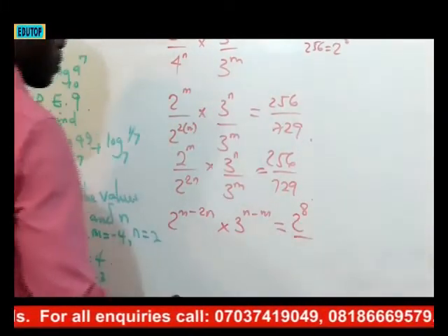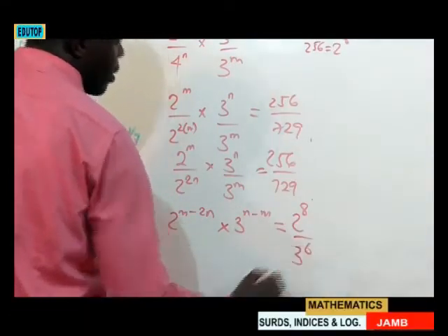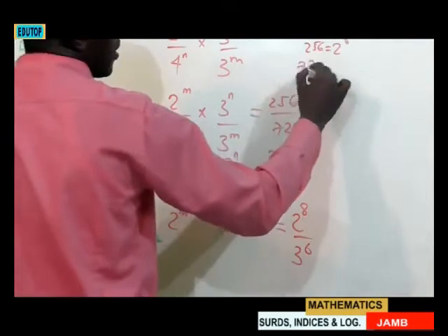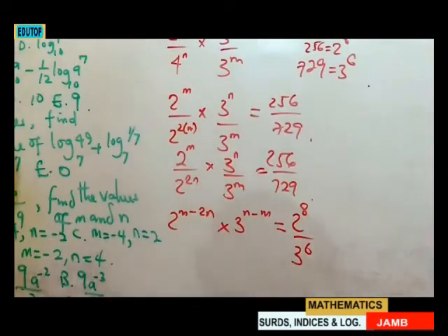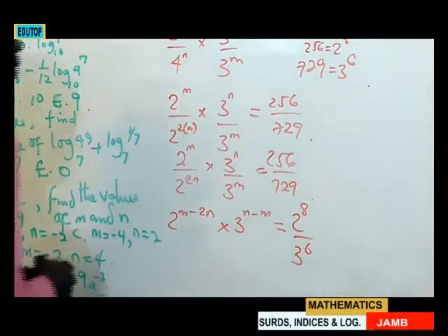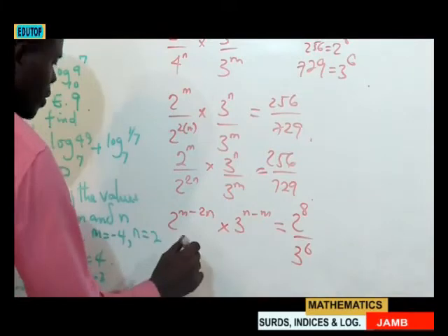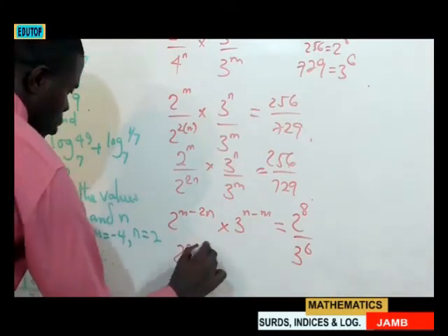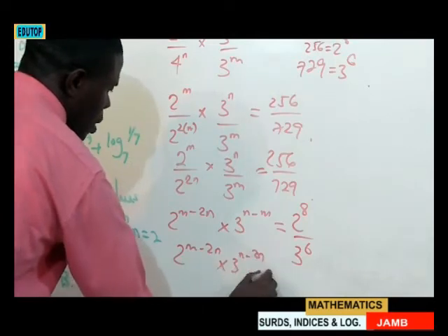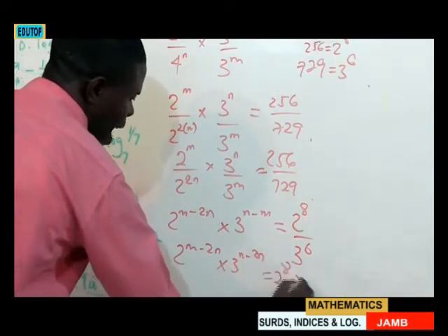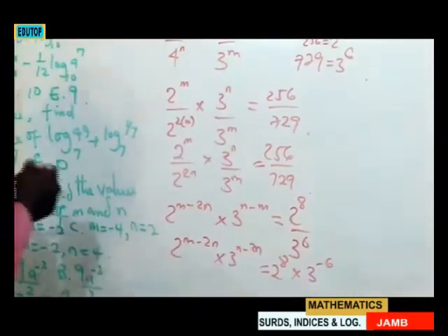Then I have 729 is 3 raised to power 6. So 729 is equal to 3 raised to power 6. So in that case, I can have a scenario like this: 2 raised to power m minus 2n times 3 raised to the power n minus m equals 2 raised to the power 8 times 3 raised to the power minus 6. Remember, when this one comes up, that's why you're having minus 6.